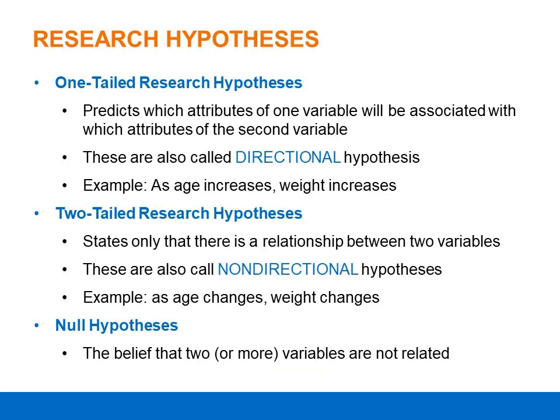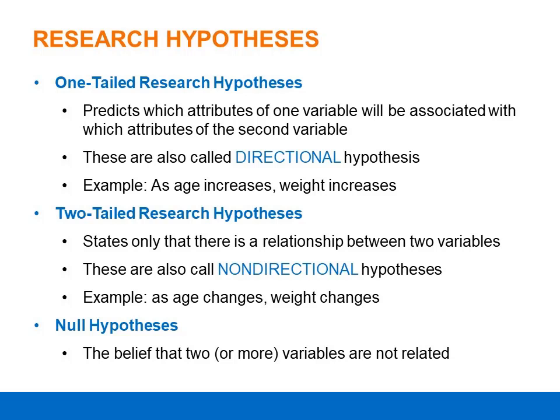Next, let's review a little bit about research hypotheses. A hypothesis is a researcher's educated guess as to the outcome of a study. In other words, based on existing knowledge, a researcher predicts what effect variables will have on each other. There are two types of research hypotheses, one-tailed and two-tailed. A one-tailed research hypothesis is one that predicts a relationship between or among variables and moves in a specific direction. One-tailed research hypotheses are also called directional hypotheses because the relationship between variables moves in one direction.